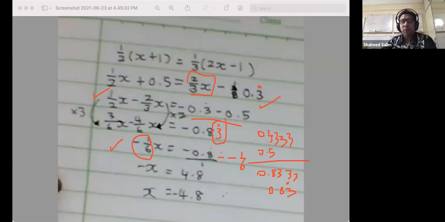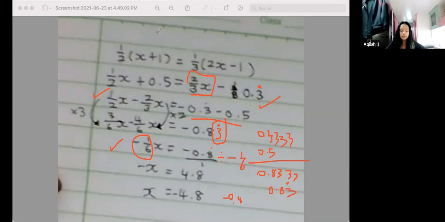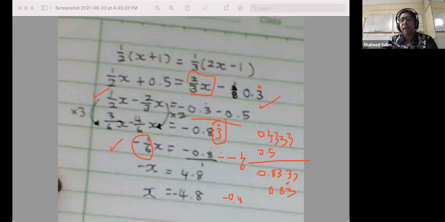Okay, can you try now? Minus 0.83333333 until the end of the calculator, times 6. What do you get? Do you get 5? You know what I'm talking about? You get 5? Yeah. So notice your answer actually became like that because you rounded off to the nearest one decimal place down here.